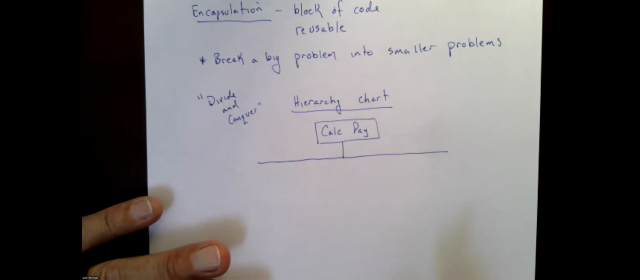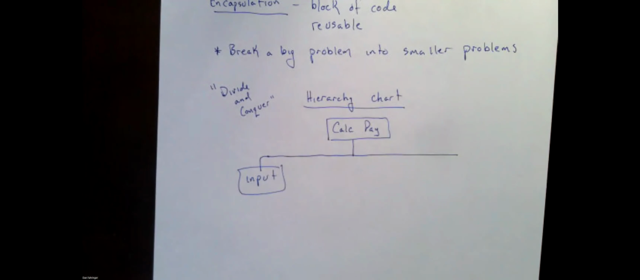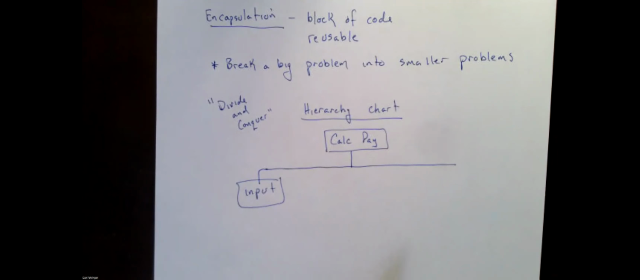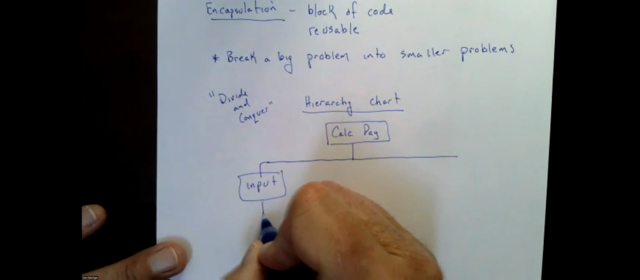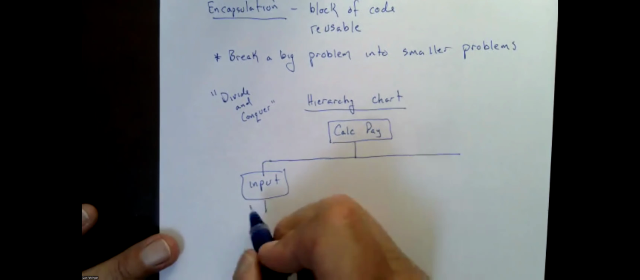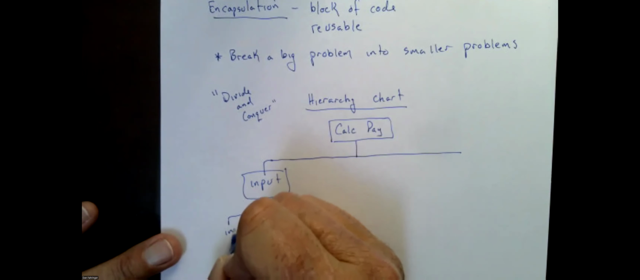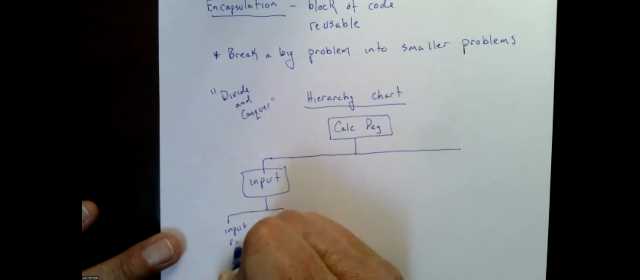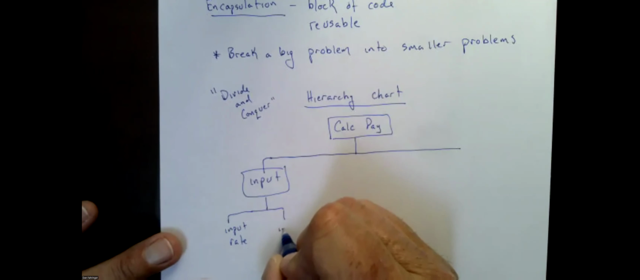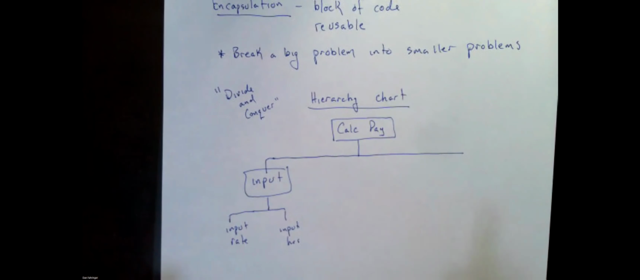So one of the things might be to come over here and say, well, I need to take care of the input. So and so, so and so, and so and so, and you guys are in charge of doing the input. What do you need to do for the input? Well, we're going to take this problem and break it up and conquer it. We're going to have to do something like input the rate, input the hours. So all of a sudden, you start to see where I'm divided.